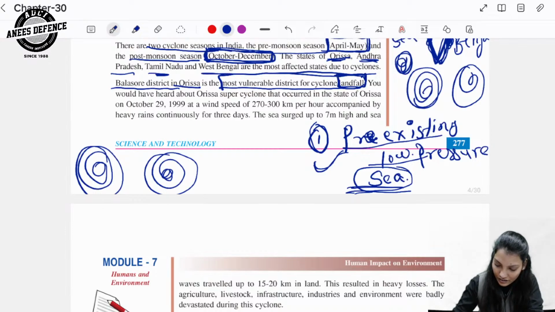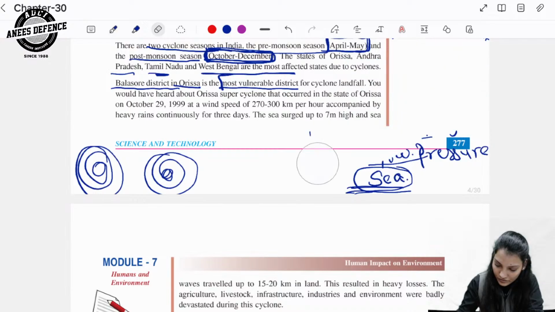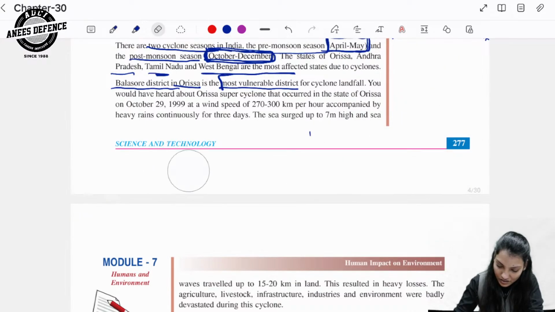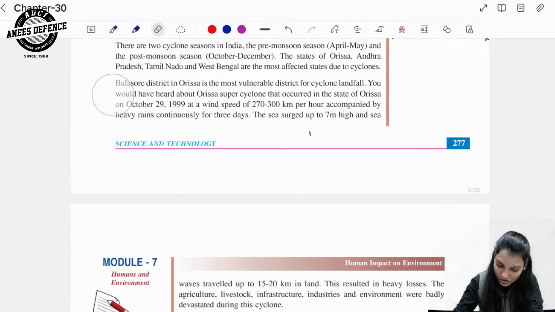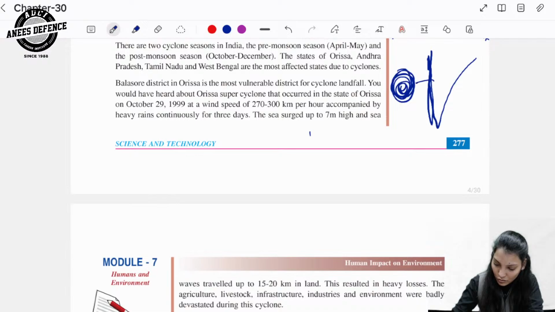I'm considering that landfall is a new concept for you. So what is landfall? Whenever a cyclone occurs, suppose this is the sea coast. The cyclone has very high speed. With high speed, when it strikes the coast of India, it is called landfall. Whenever this cyclone strikes the land, it is called landfall.